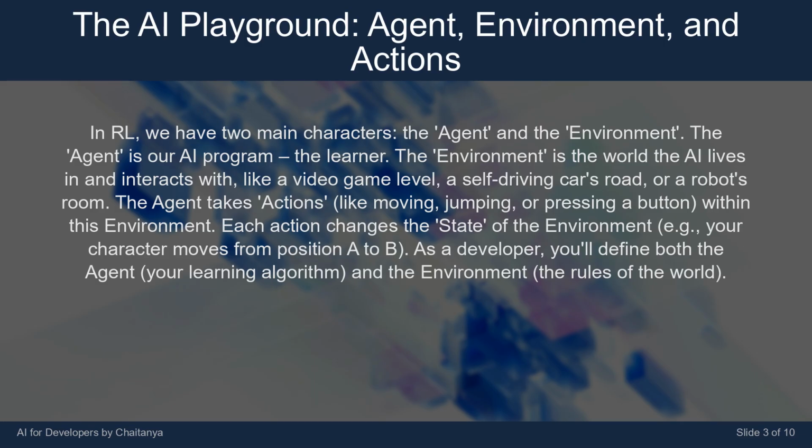The agent takes actions, like moving, jumping, or pressing a button. Within this environment, each action changes the state of the environment. For example, your character moves from position A to B. As a developer, you'll define both the agent, your learning algorithm, and the environment, the rules of the world.